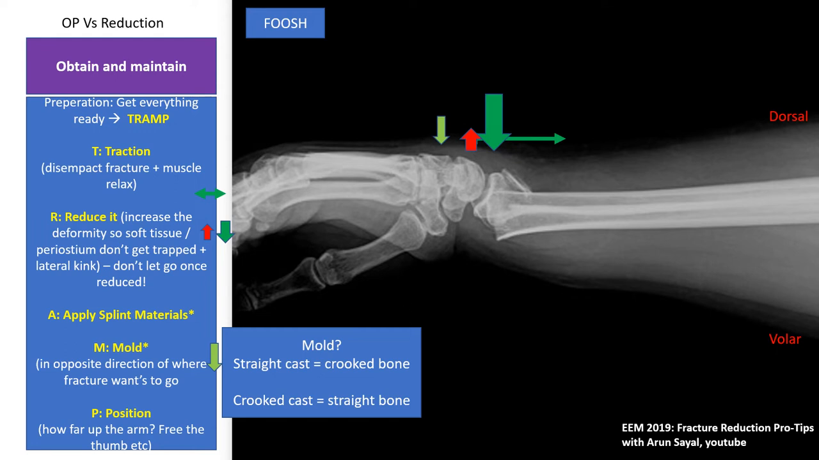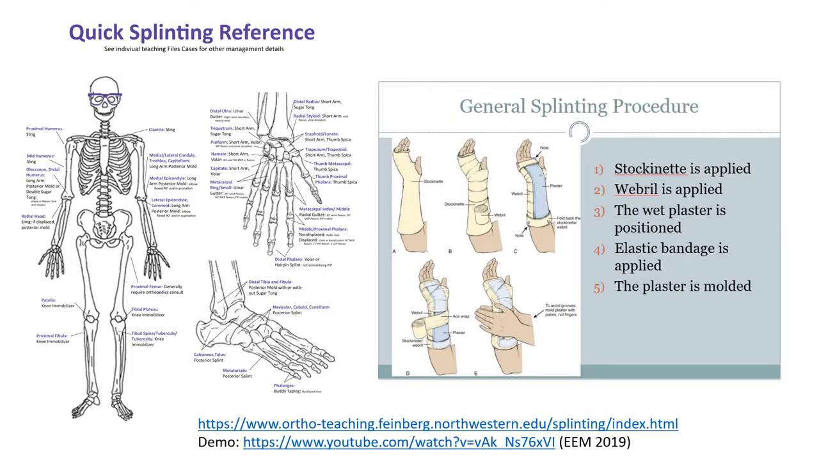And then the position, how far up the arm and how far down the thumb has to go, is really important, because the patient has to live with this for a long time. And it's really, really important to make it so that you don't immobilize any joints that don't need to be immobilized. So make sure, painfully make sure, that the thumb is free. Okay, so for splinting, you can check out these links for these posters. Different kinds of splinting for different areas of the body. You can check that out if you want.